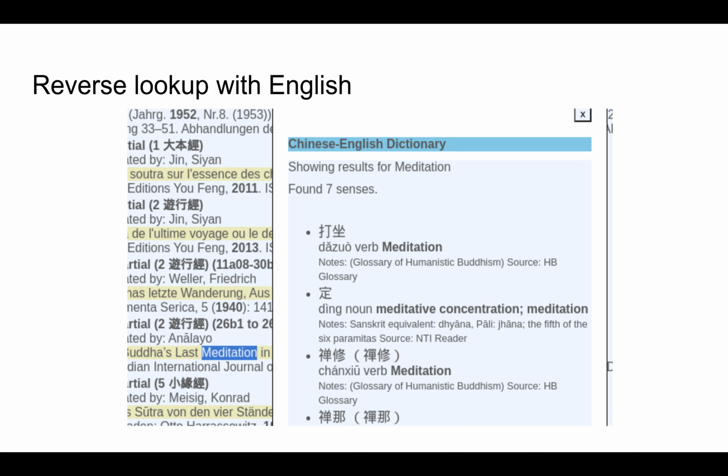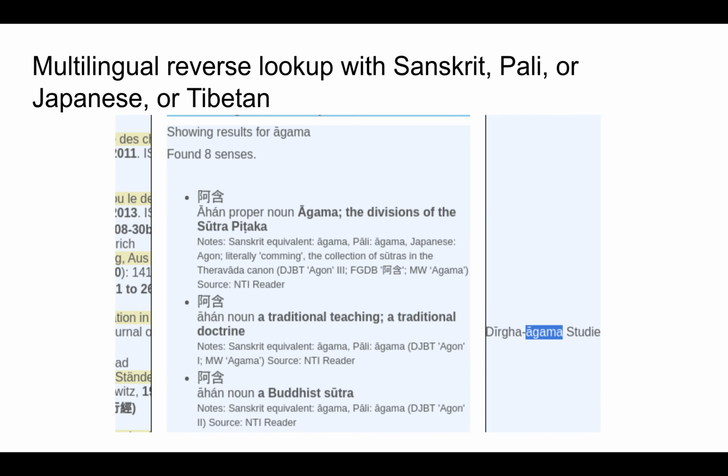You can also look up with an English equivalent. Here's an example, the term meditation. And when I click on that, I'll find several Chinese alternatives for the word meditation: da zuo, ding, qian xiu, qian na. Here's an example of looking up a term based on the Sanskrit equivalent, agama. And there are the Chinese terms for the word agama.